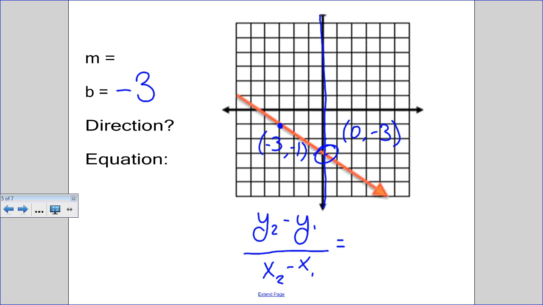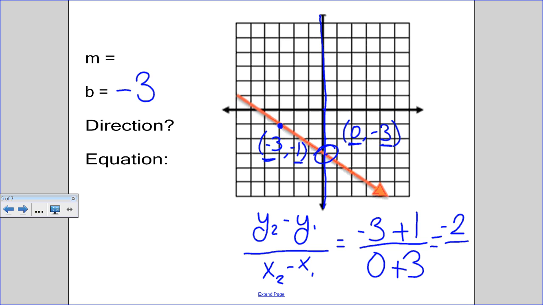Here I could say our y2 is negative 3 minus our y1, which was negative 1. So remember, minus a negative is plus. So it's negative 3 plus 1 over our x2, which I see is 0, minus our x1, which was negative 3. So plus 3. Now if we simplify this, negative 3 plus 1 is negative 2 over 0 plus 3, right? Just 3. So it says our slope of our graph is negative 2/3.